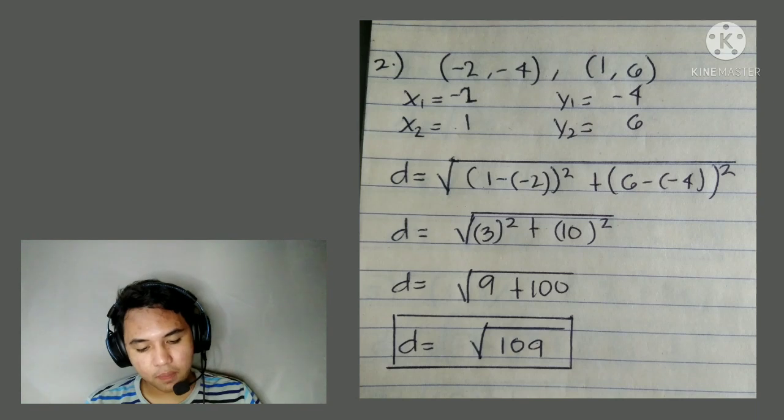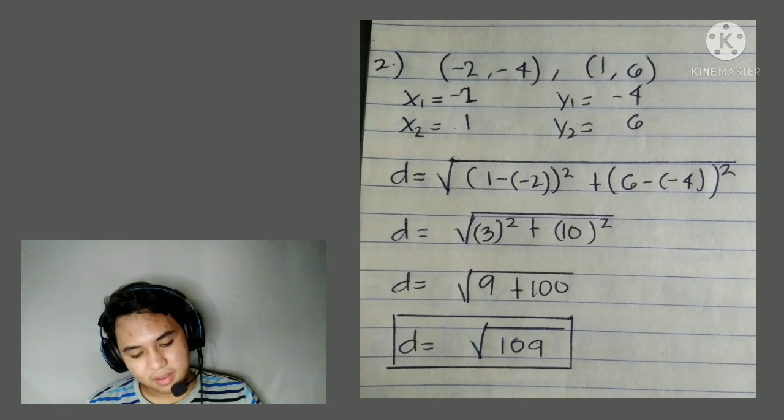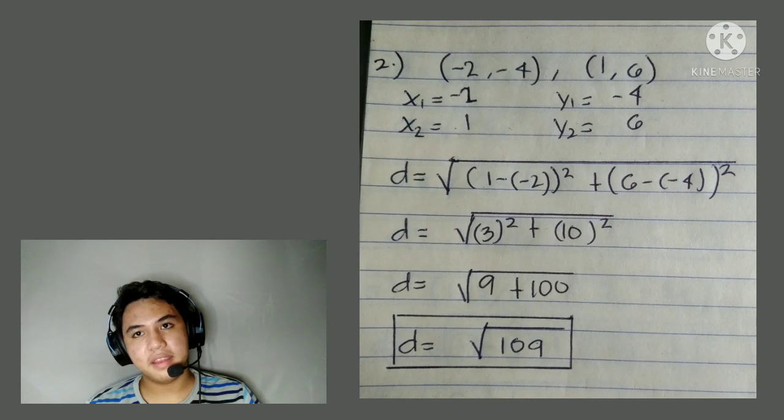Now we have here distance is equal to the square root of the quantity 1 minus negative 2 squared plus the quantity 6 minus negative 4 squared. And to simplify, we have here the square root of 3 squared plus 10 squared. And if we simplify this, we will get 9 plus 100. And to simplify again, we will get our distance, which is the square root of 109.